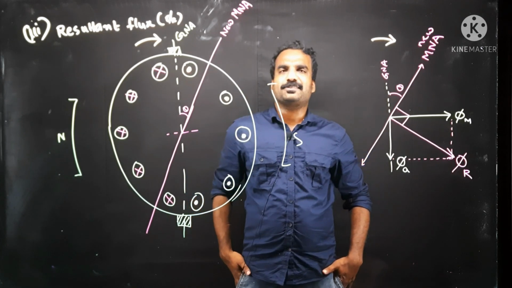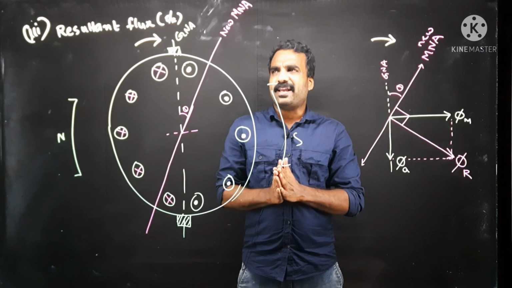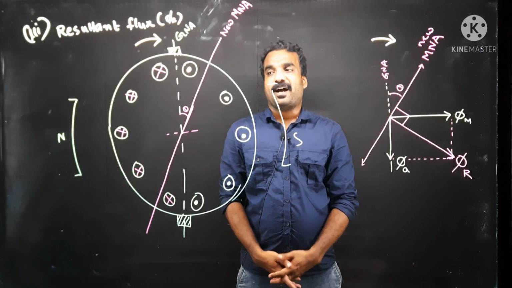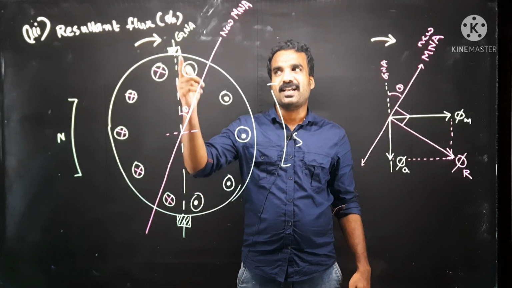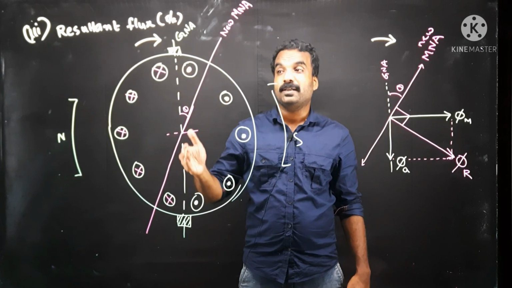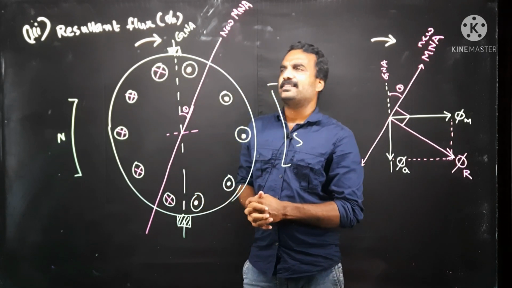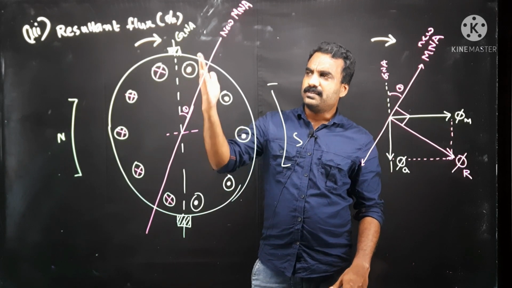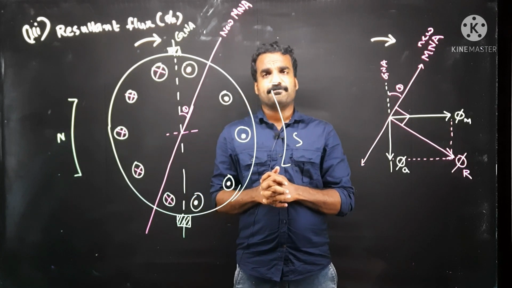So, what is my next duty? Am I happy with this position of brushes? Now I know that this is not the neutral axis. It is just the geometrical neutral axis. Magnetically it is not neutral. This is the new neutral axis. Can I just let the brush sit there? Will my machine work in a fine way?